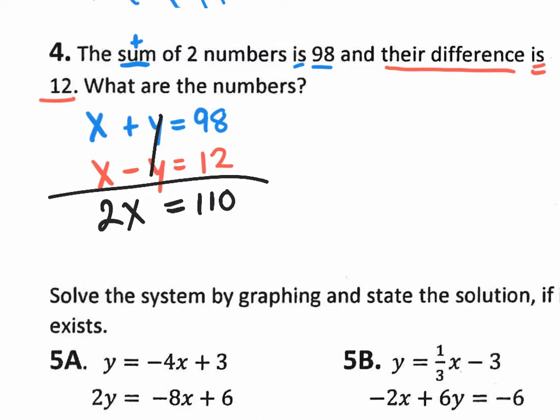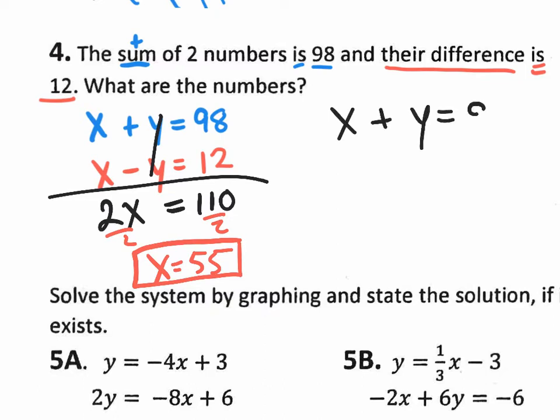So I have a simple equation, a one-step equation. Divide by 2, x equals 55. Once you have this first answer, x equals 55, you need to plug it back into any one you want to solve for y. So I'm going to plug it into the top equation, x plus y equals 98.